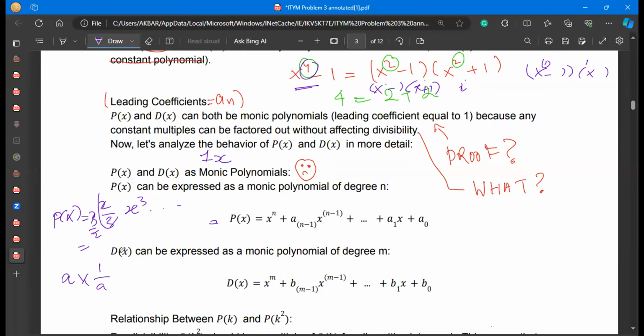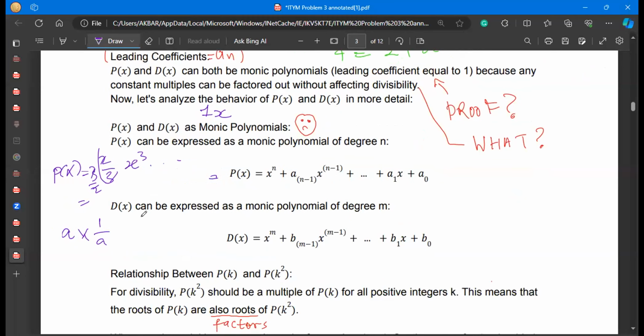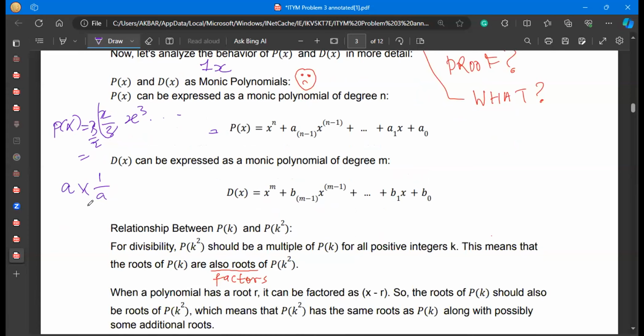I'm not sure whether it is going to be useful to make it a monic polynomial, but it is interesting. So p of x is this thing, and d of x is some other thing. Now, one way would be, I think you should try to do this instead of going through the long division and the pain of calculating a lot of things.